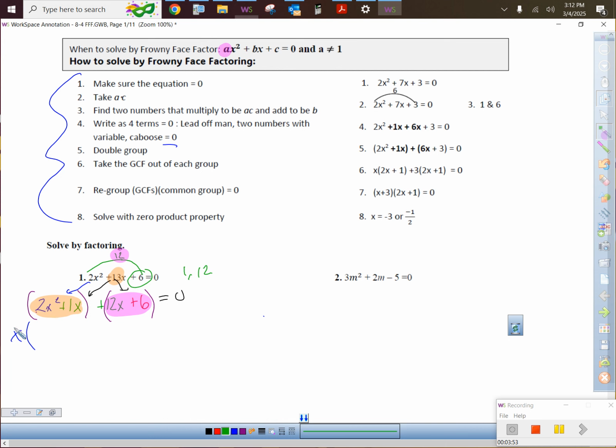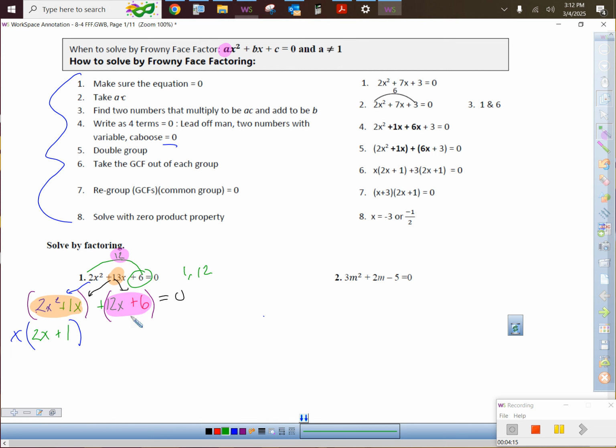So 2 divided by 1 is 2, and there's going to be an x with it still, plus 1 divided by 1 is 1, and those x's kind of divide out to be 1. You see, if I was to redistribute that x through the parentheses, I would get back what is above me. So I took the GCF out of that group, and now I got to do it again for this pink guy.